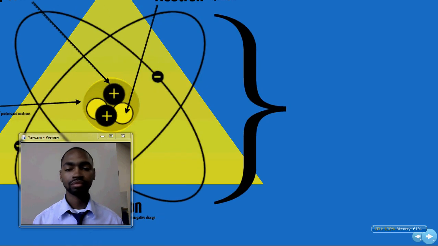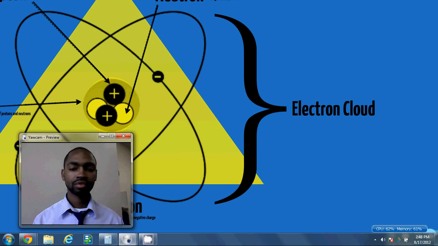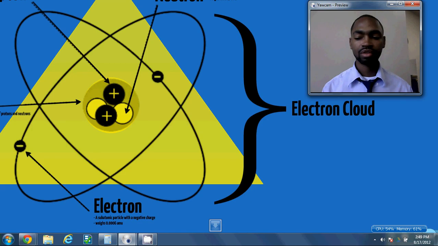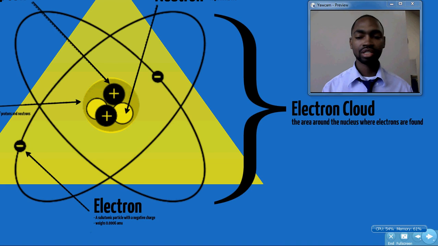Now this area is called the electron cloud. The electron cloud is the area around the nucleus where the electrons are found. All right, and electrons fly around the nucleus. They don't fly in a complete circle. They kind of zigzag around the nucleus, flying around it as much as possible.